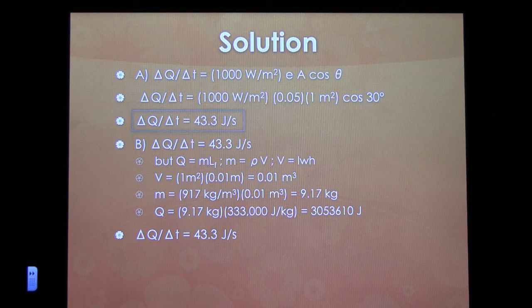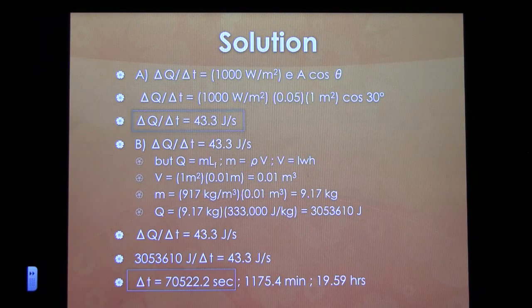And back to our original problem for part B, delta Q over delta T is 43.3 joules per second. We just found the delta Q, which is 3,053,610 joules. Put that over time, and then set that equal to the rate of radiation, 43.3 joules per second. And then we solve for delta T. So we multiply both sides by T and divide by 43.3. We get the time to be 70,522.2 seconds. We could convert that into other units as well.